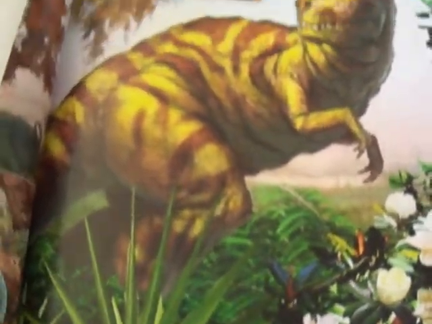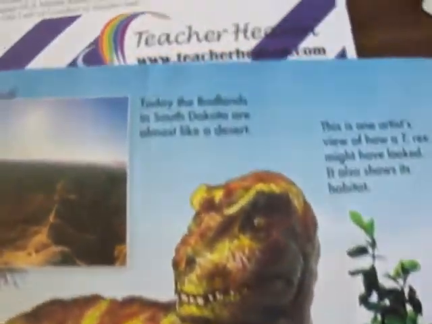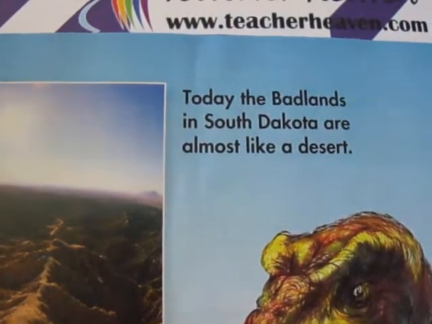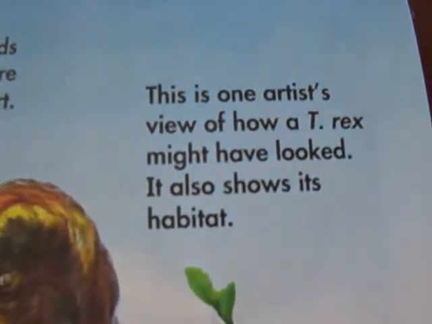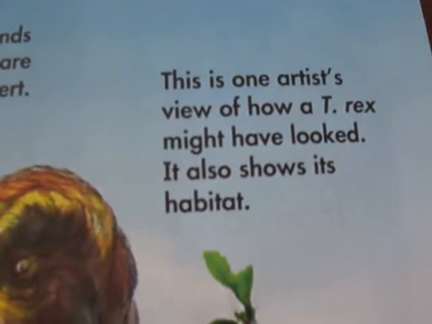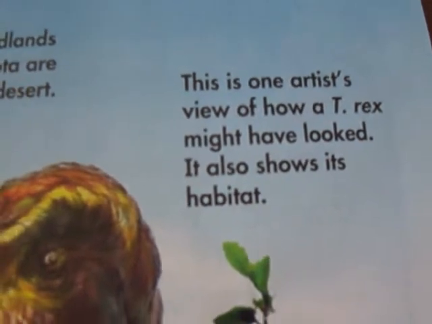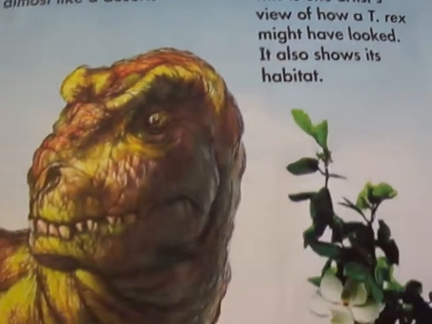Plants grew year-round. Today, the Badlands in South Dakota are almost like a desert. This is one artist's view of how a T-Rex might have looked. It also shows its habitat.